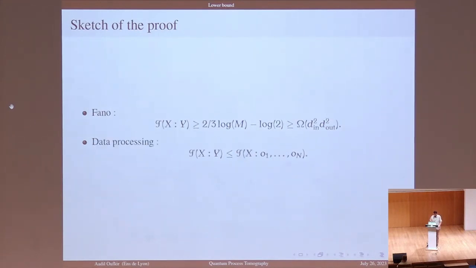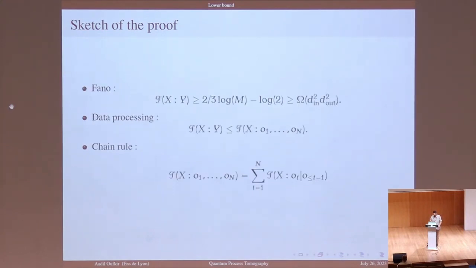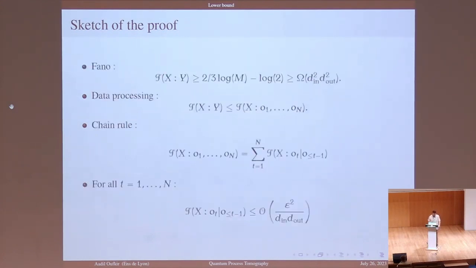Now we can apply the chain rule to write this mutual information as the sum of conditional mutual information between the encoder and the observation at time t given the observations up to time t minus 1. And the crucial part of this proof is to upper bound each of these conditional mutual information using the construction of our quantum channels and the fact that the algorithm is a non-adaptive incoherent one. So each of these conditional mutual information can be upper bounded by some constant epsilon squared over d_in, d_out. Which means that the correlations between the encoder and the decoder can only increase by this amount of information at each step.